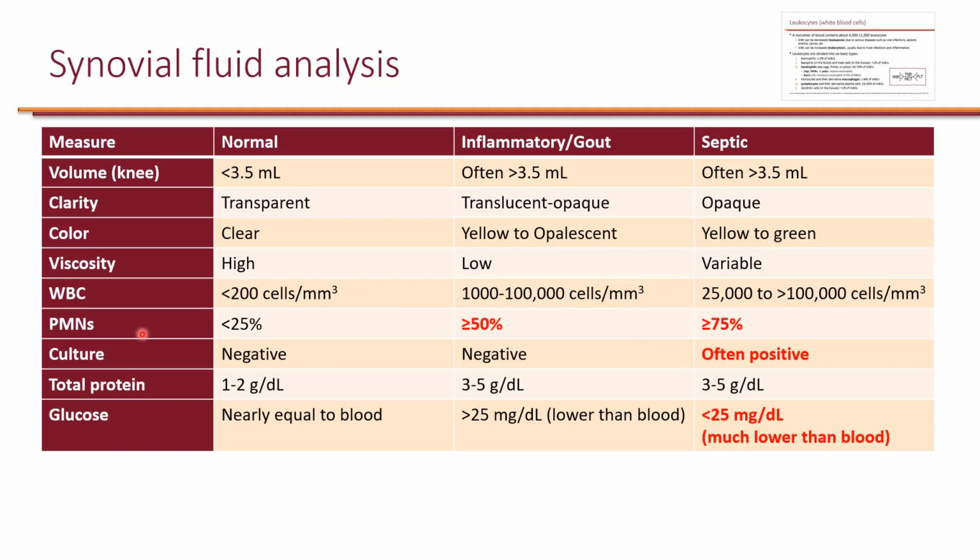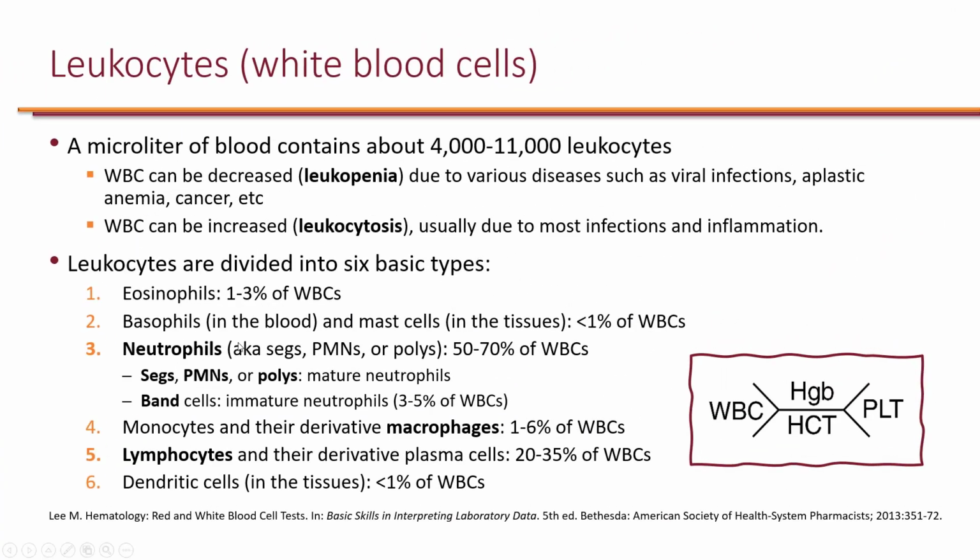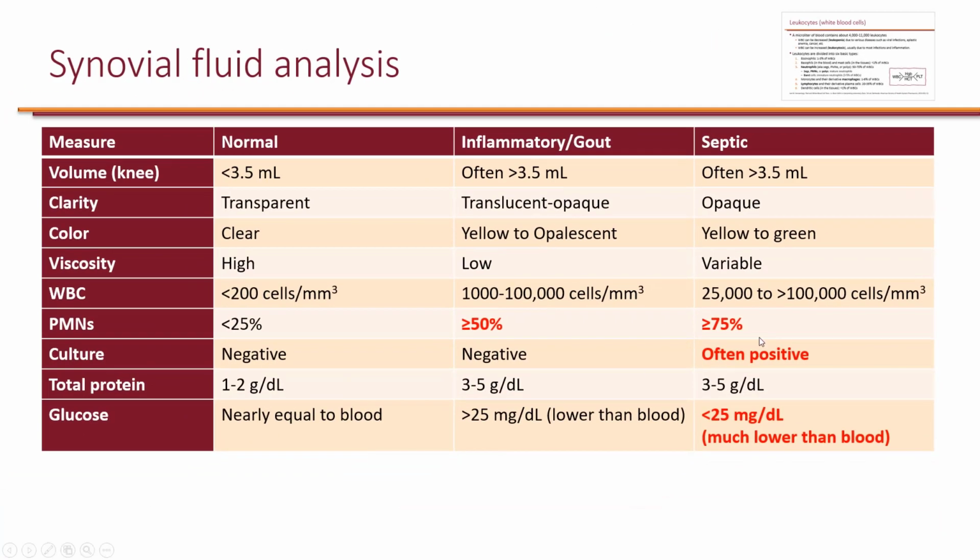Another thing you can look at is the PMNs or segs. Normally there should be less than 25% segs in the synovial fluid. In an inflammatory process, there will be greater than 50%, but if it's due to infectious causes, it's often more than 75% of the white blood cells in the synovial fluid. And of course, you will remember from week 1 that neutrophils for the most part are segs. Another word for it is PMN or polys. These are the mature neutrophils, and the immature neutrophils are called band cells. So the number of mature neutrophils will actually go above 75% of white blood cells in the synovial fluid.